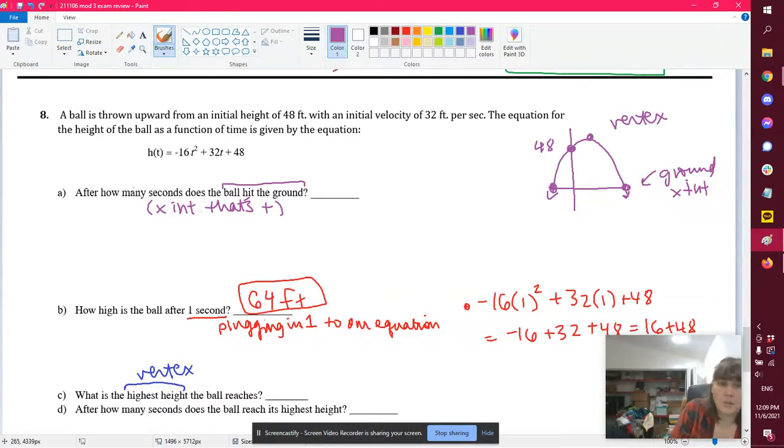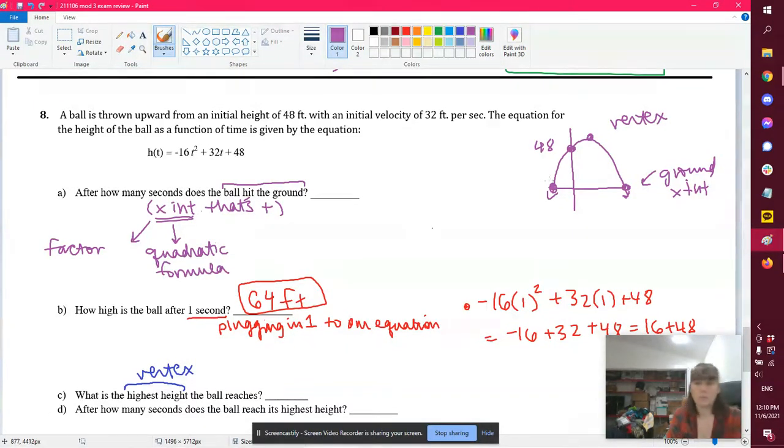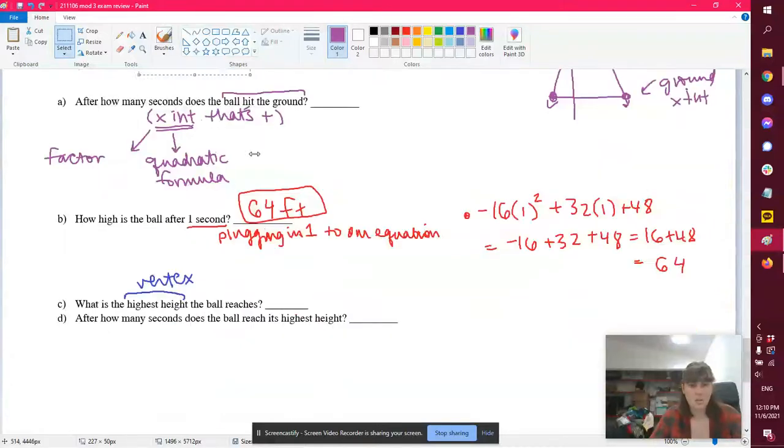If we want to know how many seconds until the ball hits the ground, secretly we want the x-intercept, and we know 2 ways to find those. We can either factor this, or we can use the quadratic formula. Right? Let's do them both ways. Negative, I can just copy and paste it. I don't need to memorize anything.